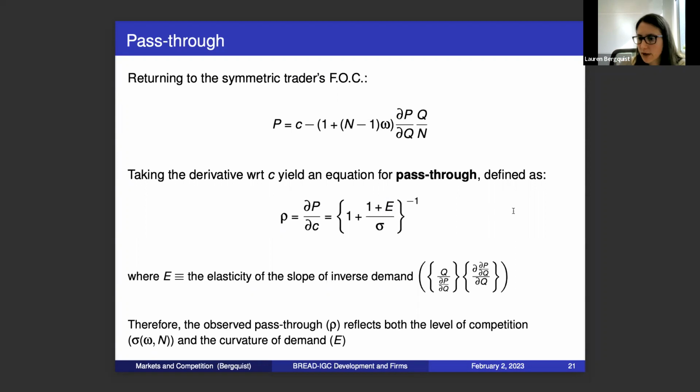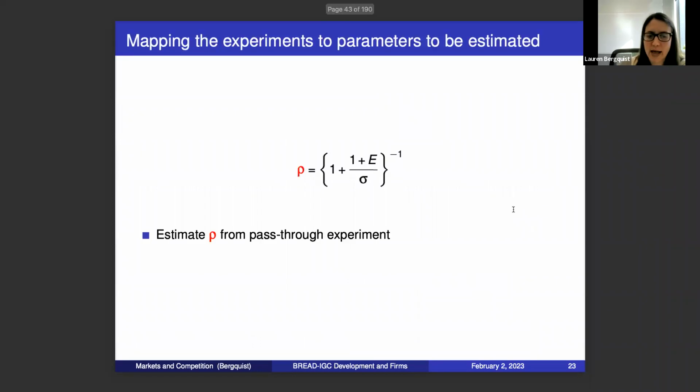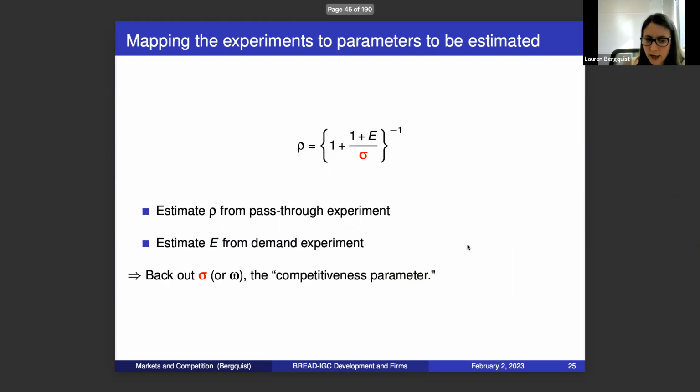demand. So let me now map that to the experiments we're going to run in this paper. Okay. So we're going to estimate rho, or pass-through, from the pass-through experiment. We're going to estimate E, this term on demand, from the demand experiment. And those two things together are going to allow us to back out the implied competitiveness parameter, right? So when we combine these two features of the data, we're going to be able to say, you know, this is the underlying sort of model of competition that best fits what we're observing in the marketplace.